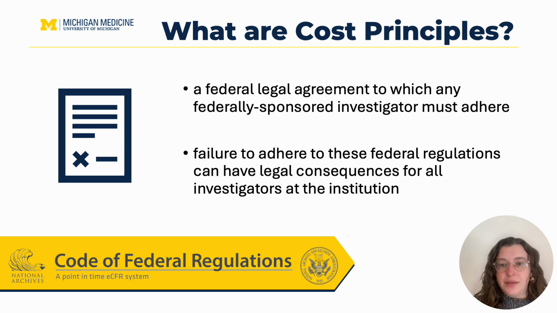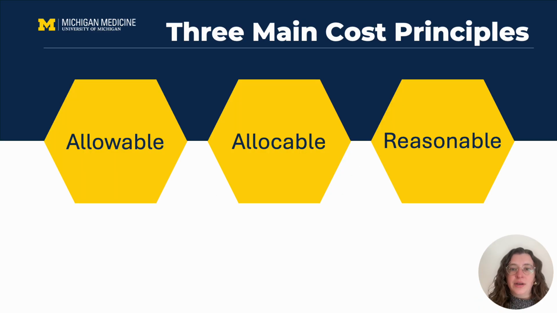This is important because any federal awards received by investigators are legally awarded to the Regents of the University of Michigan. Therefore, if any individual investigator fails to adhere to these cost principles, the entire University of Michigan may lose access to federal funding. There are three main cost principles to which costs on federally funded awards must adhere. A given cost must be allowable, allocable, and reasonable.